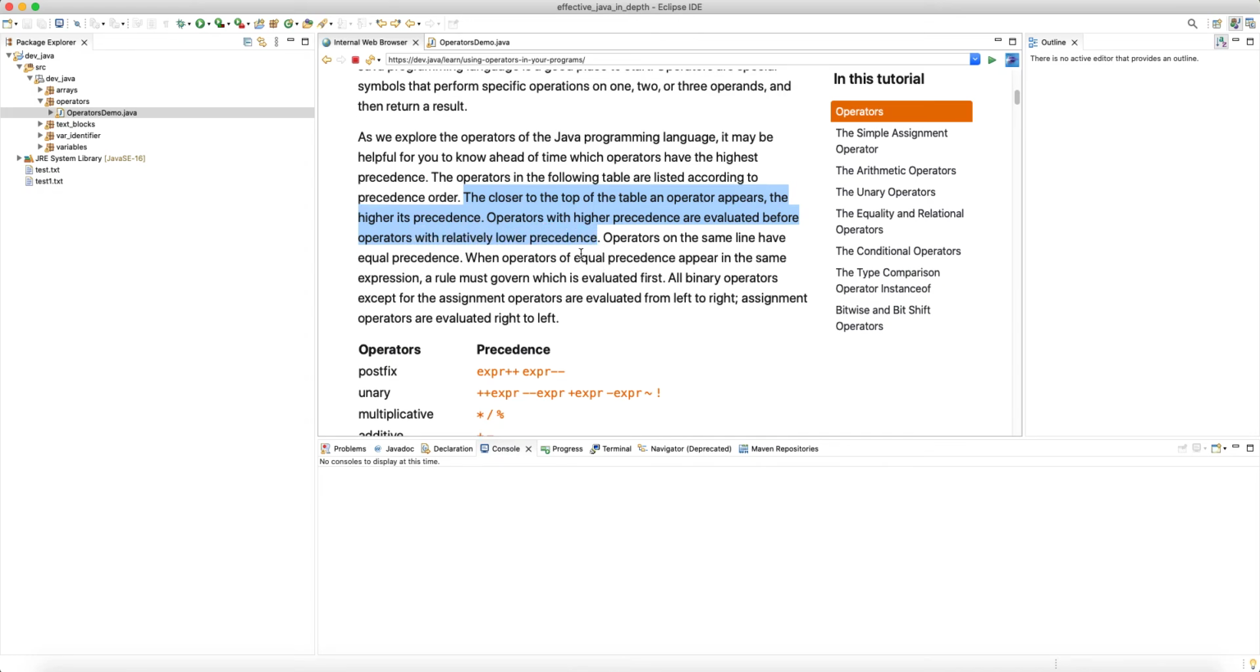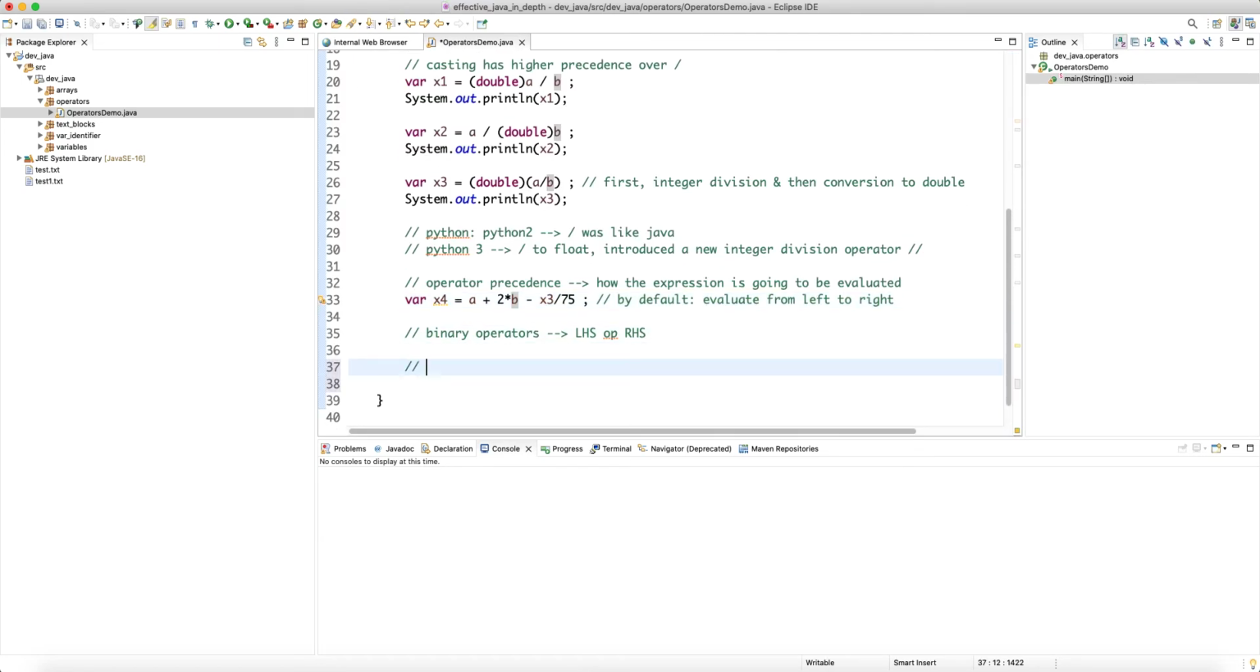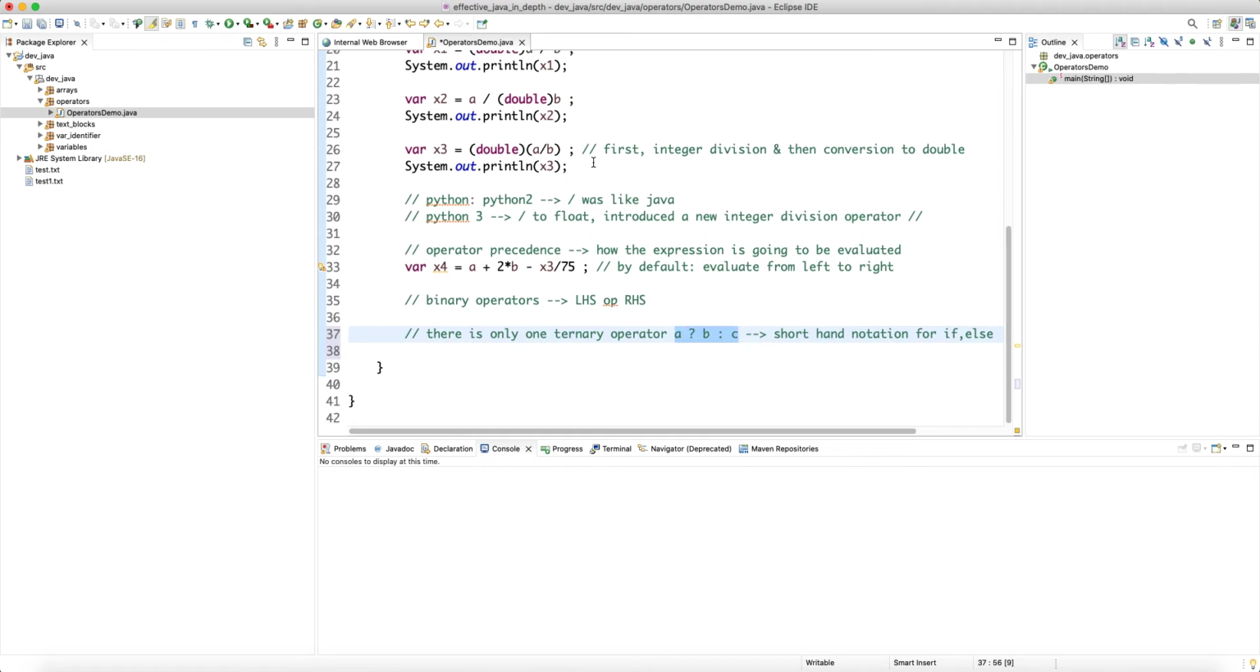And these operators can be unary, binary, or ternary. There's only one ternary operator, which is the conditional operator. Ternary means it has 3 operands: A question mark B colon C, which means check this condition A, a boolean, some expression that returns a boolean. And then if true, evaluate B, else evaluate C. So this is a shorthand notation for if else statement.